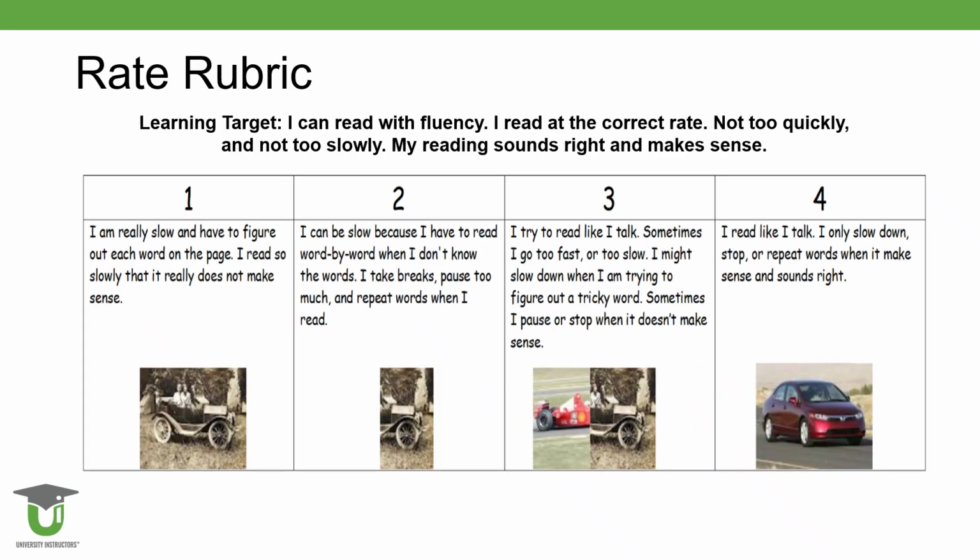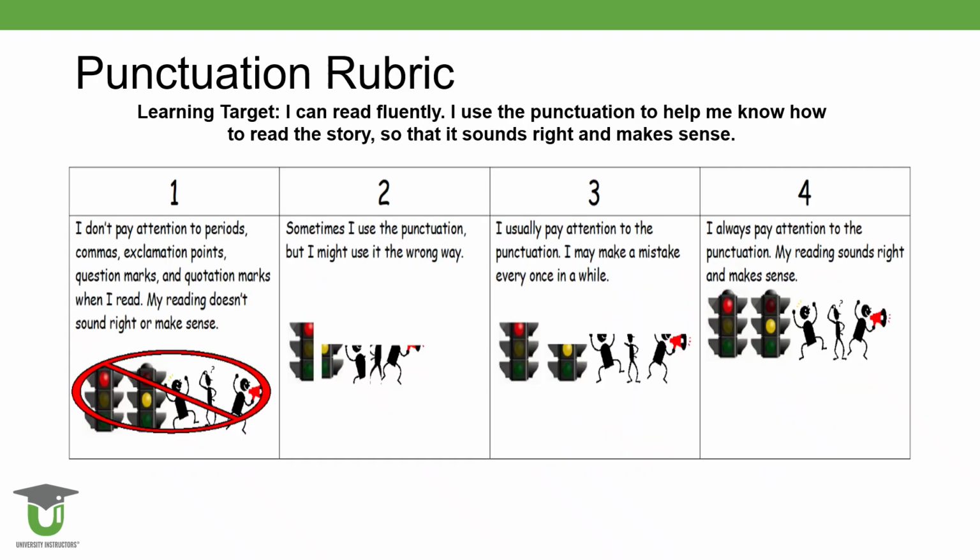Here we see the student rate rubric, along with the given learning target: I can read with fluency. I read at the correct rate, not too quickly and not too slowly. My reading sounds right and makes sense. The punctuation rubric is the next rubric on this slide. The learning target that accompanies the punctuation rubric: I can read fluently. I use the punctuation to help me know how to read the story so that it sounds right and makes sense.